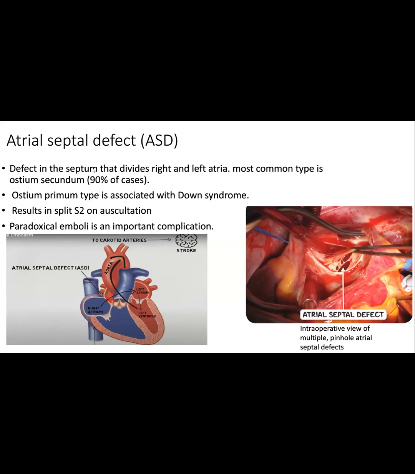So in 90% of the cases it is ostium secundum, which is the hole, the opening to the center. And ostium primum is basically the least common type, occurring in 25% of patients, and this is when the defect is located lower in the lower portion of the atrium.